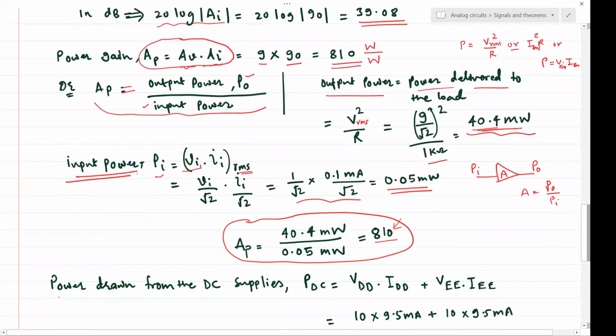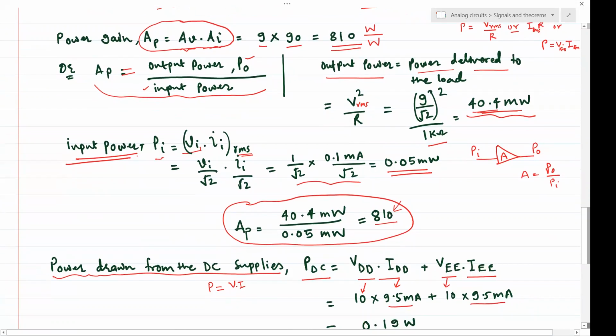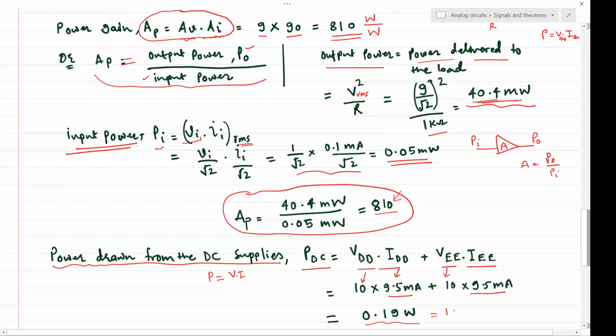Now the next question was to calculate the power drawn from the DC supplies. The power drawn from the DC supplies is again voltage into current, which is PDC. We have dual power supplies, so VDD into IDD plus VEE into IEE. We have these values, VDD 10 volt and VEE 10 volt, and of course we take the magnitudes of these values, not the absolute values. The current drawn from each of these power terminals was given to be 9.5 milliamp, and then we evaluate it to be 190 milliwatt.